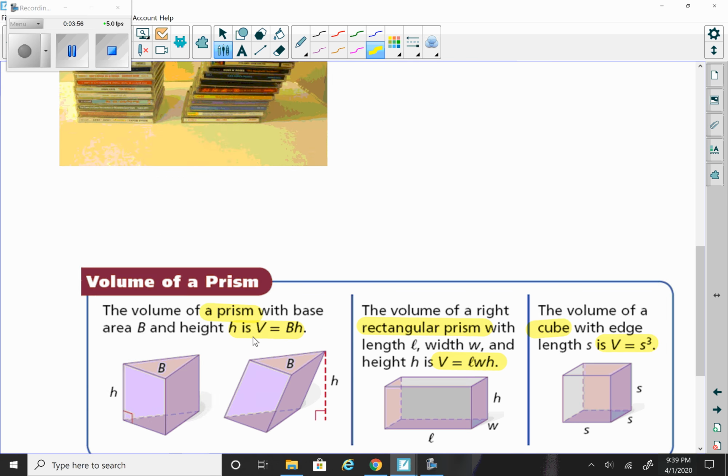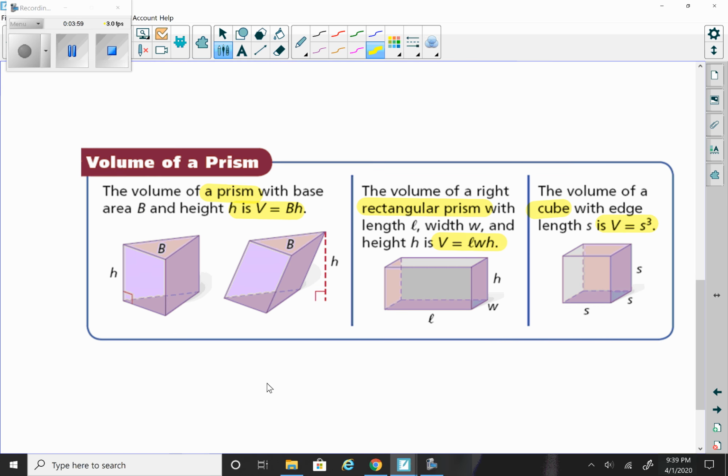I do have a couple of volume formulas I'd like you to jot down for me. The volume of a prism is the area of the base times the height. So the area of, in this example, the triangular base times the height, that's what the capital B means. And again, even if it's an oblique triangular prism, the area of the base times the height.